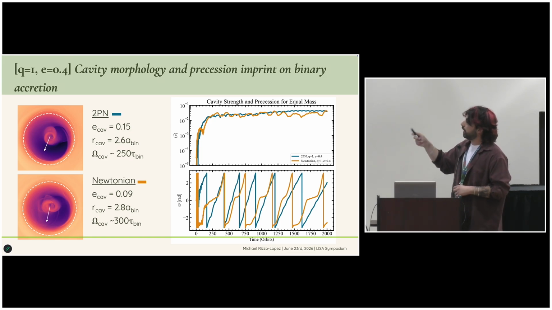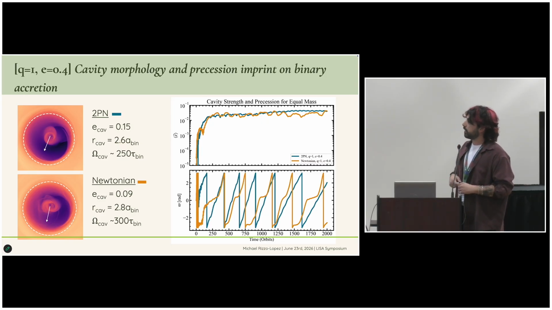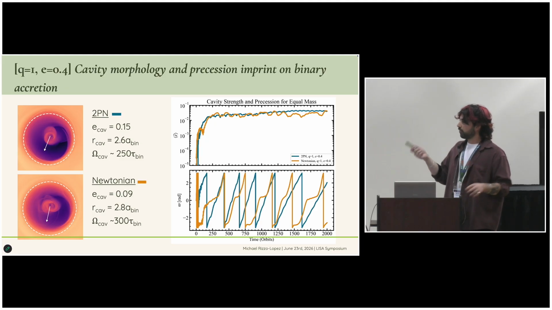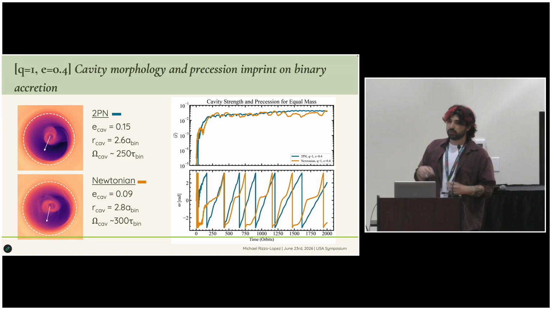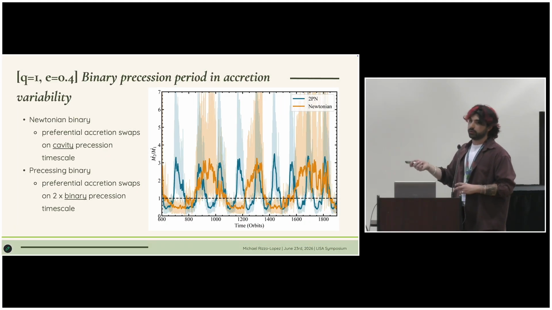So in orange, I have the Newtonian binary, and in blue we have the relativistically precessing binary. Just by eye, what we see is that the 2PN binary has a slightly more eccentric cavity, and it precesses slightly faster than the Newtonian version. I say roughly because we also see that the cavity precession is not a constant rate, it varies with time, and that the precessing binary also has a slightly smaller cavity. And then we can directly look for imprints of this on the accretion rates.